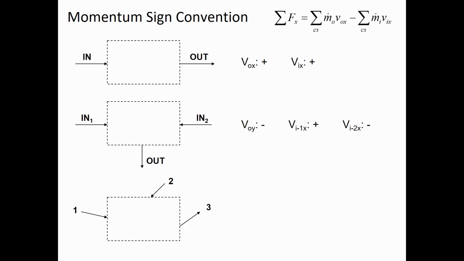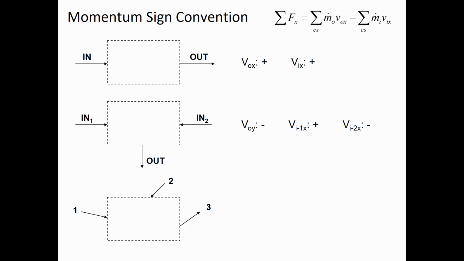Okay, so velocity in at 1 in the x direction. Is it positive or negative? The x component. It's positive, right, because it's to the right. Now, still on stream 1, what about velocity in at 1 in the y direction? Negative, right, because it's downward, vertical component is downward.